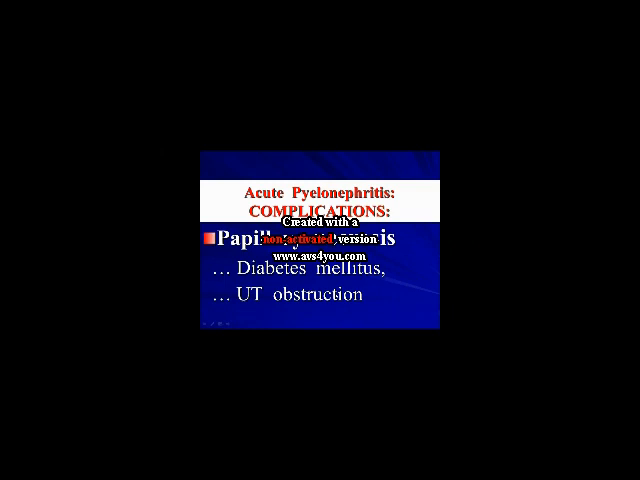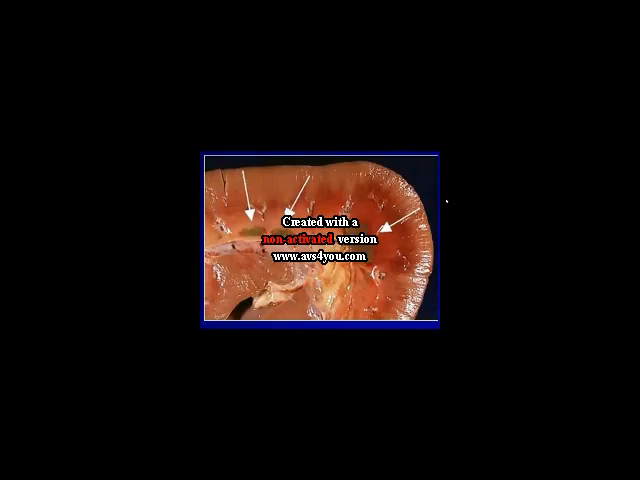There's another condition that is sickle cell anemia, in which papillary necrosis is common. Because in sickle cell anemia, sickle cells block the papillary vascular lumen, and they cause ischemia and increase the risk of necrosis. So these are pyramids, and this is the tip of a pyramid which has undergone necrosis.